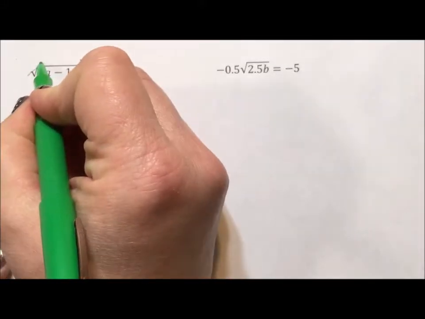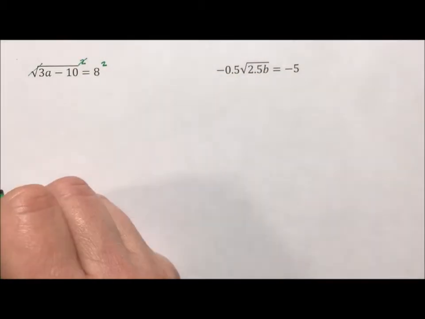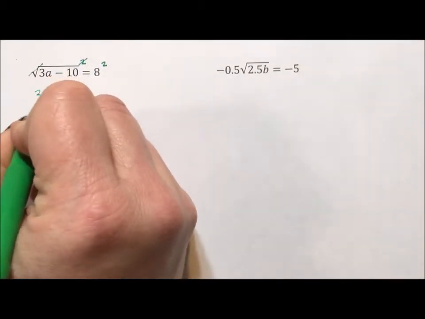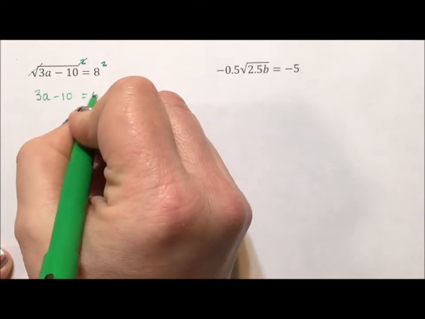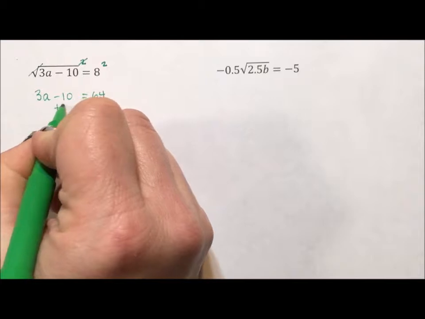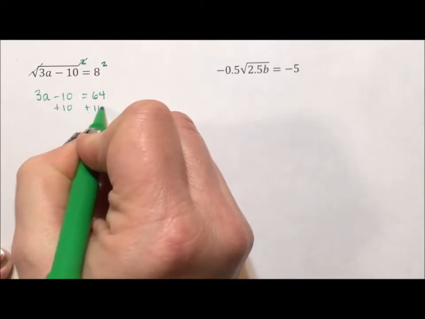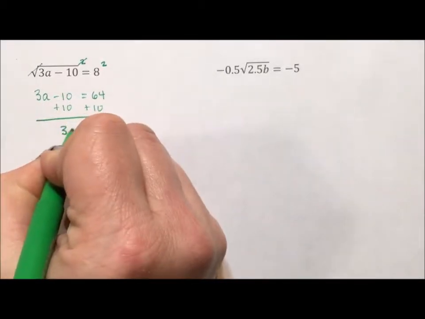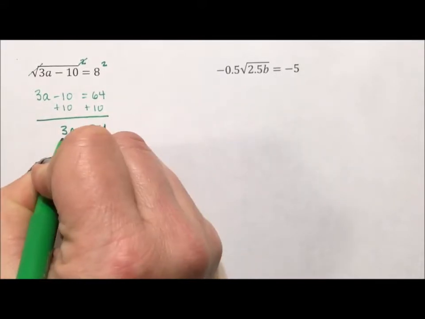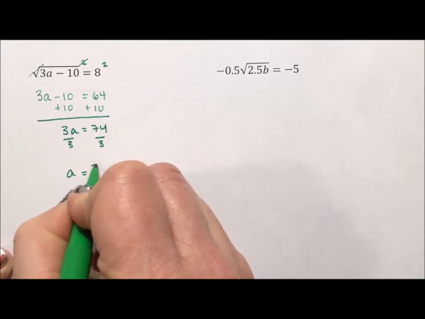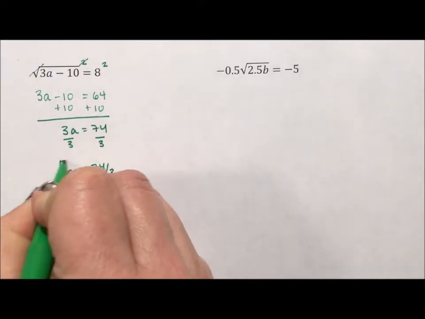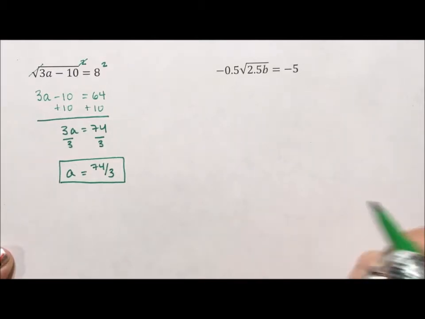On the left-hand side, the radical and the 2 cancel each other out, and I'm left with 3a minus 10. On the right-hand side, 8 squared is 64. I add 10 to both sides. I get 3a is equal to 74. Divide by 3, and I get that a is equal to 74/3. I'm not going to decimal. I'm going to keep it as a fraction. Decimals have rounding and error, so I'm leaving it in the simpler form.